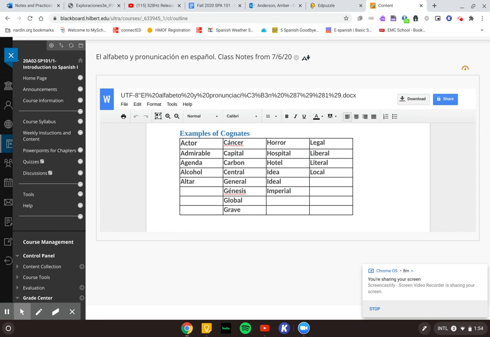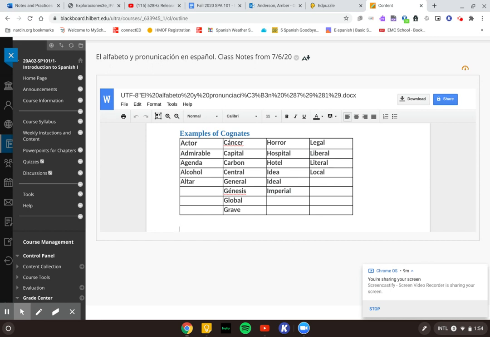¿Cómo se pronuncia horror en español? Remember, the H is silent, so we want to say horror. ¿Cómo se pronuncia legal en español? You should have legal. Remember, those vowels are very important. The A, E, I, O, U. So we have legal, the A and A in there.